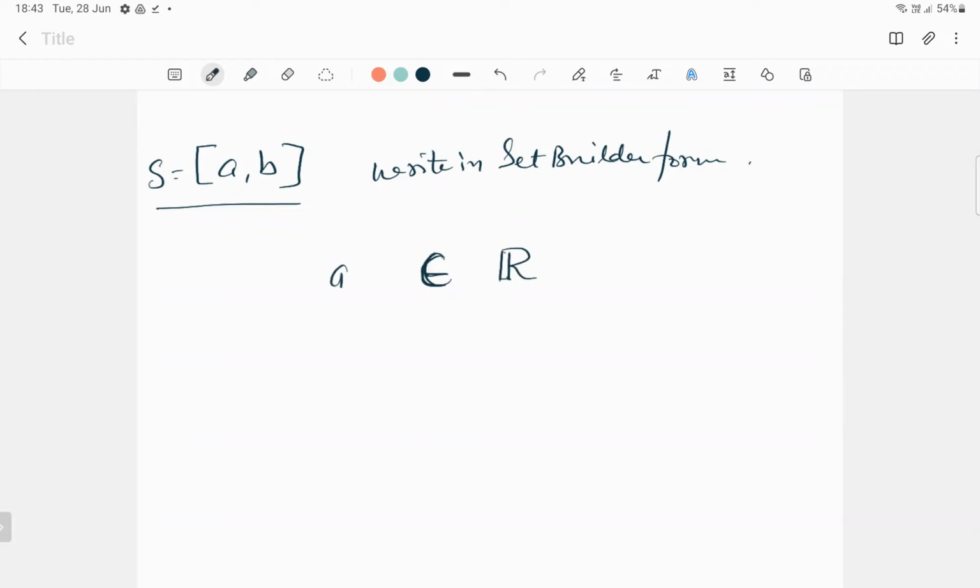Imaginary numbers, have you studied that? No, not yet, right? Okay, fine. So A is a real number, that means A belongs to R. Similarly, B also belongs to R. That's the information I'm giving you. Now, write this.